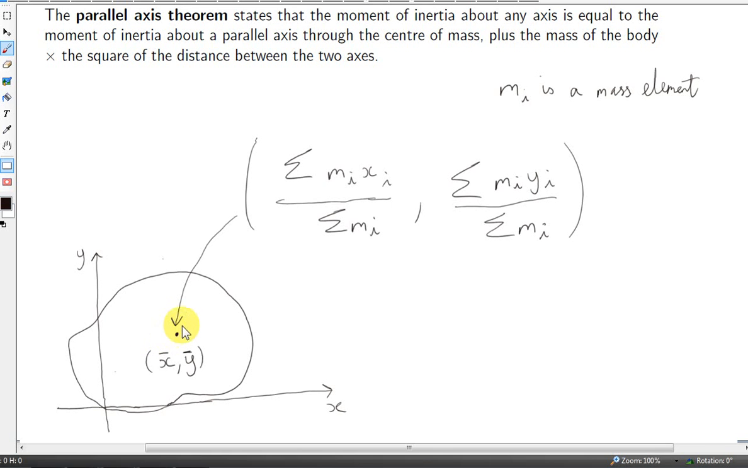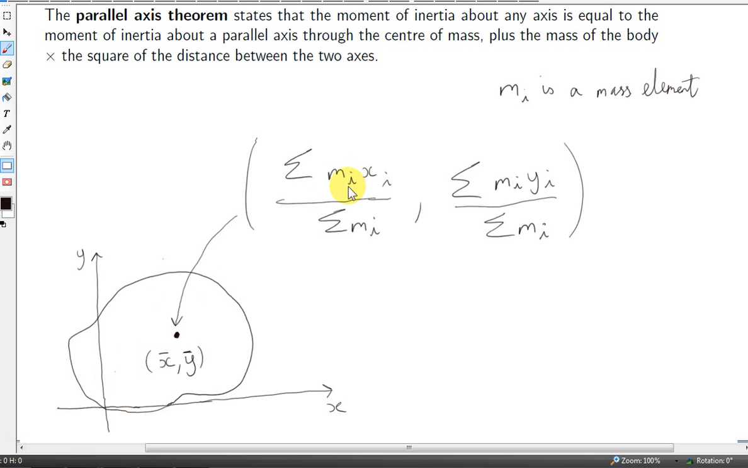Before we look at the parallel axis theorem, I just want to mention an important point about the center of gravity of a body, or the center of mass. Let's suppose that this is some lamina. Now it doesn't have to be uniform, it could be non-uniform. Indeed, it doesn't have to be a lamina, it could be some three-dimensional object.